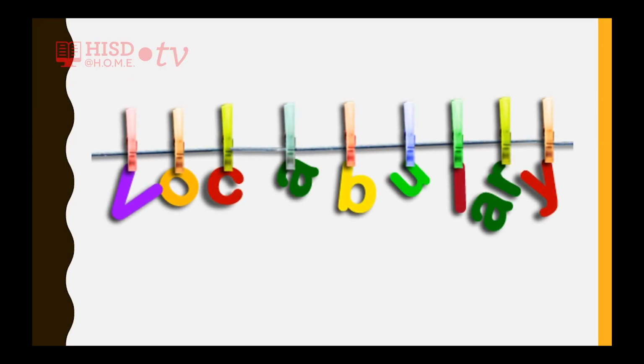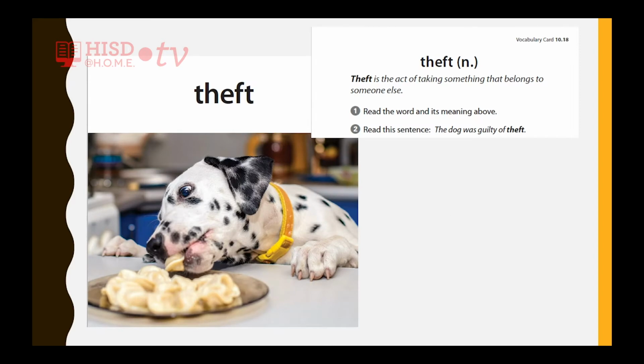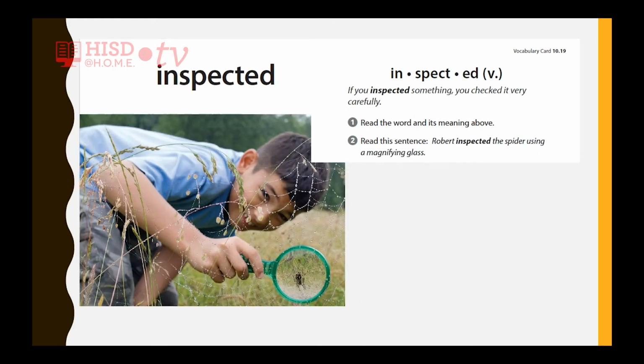Like always, before we read, I want to go over some vocabulary words that you will see in the story. Theft. Theft is the act of taking something that belongs to someone else. The dog was guilty of theft. Inspected. If you inspected something, you checked it very carefully. Robert inspected the spider using a magnifying glass.